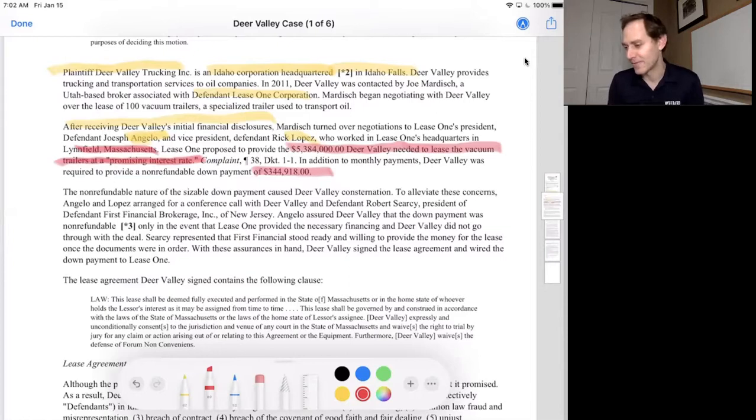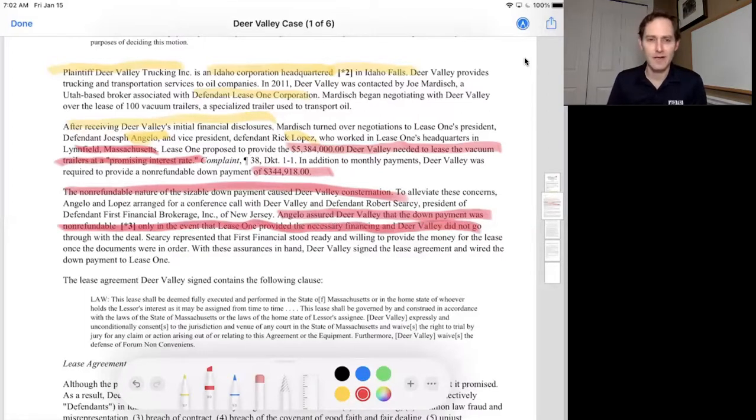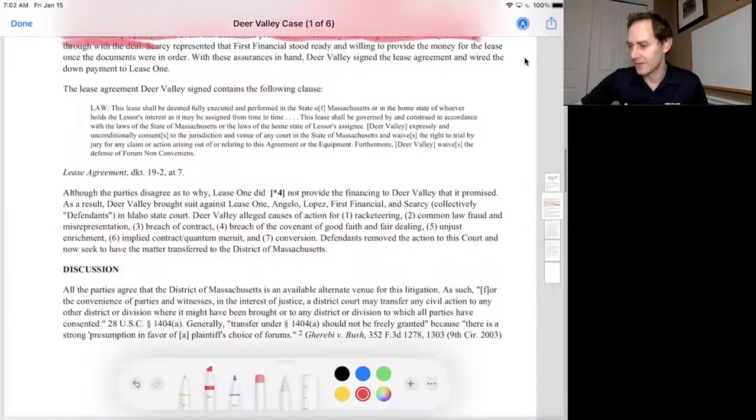All right, the non-refundable nature freaked out Deer Valley. So they had this conference call with everybody. And this is important. Angelo assured Deer Valley that the down payment was only non-refundable if Deer Valley got the financing and then didn't go through with the deal. Okay, great. All right, let's move on here.